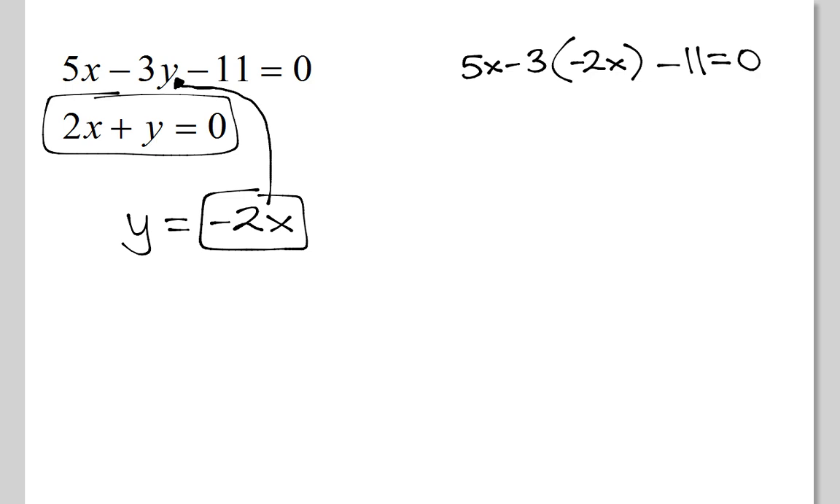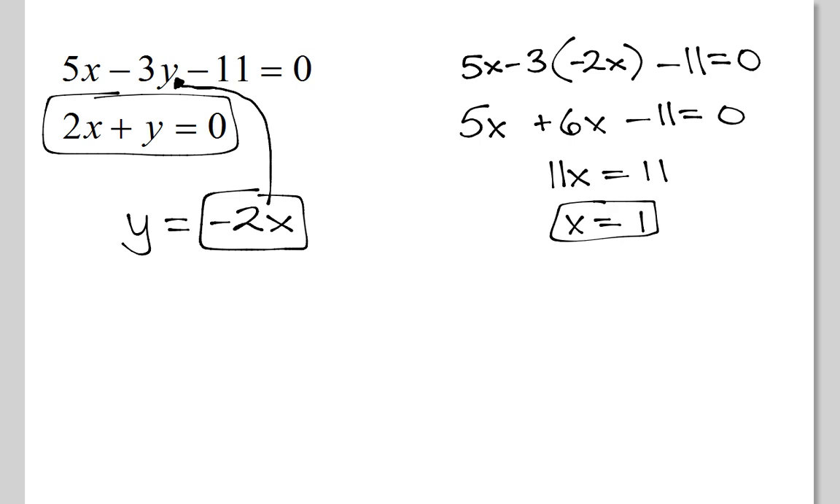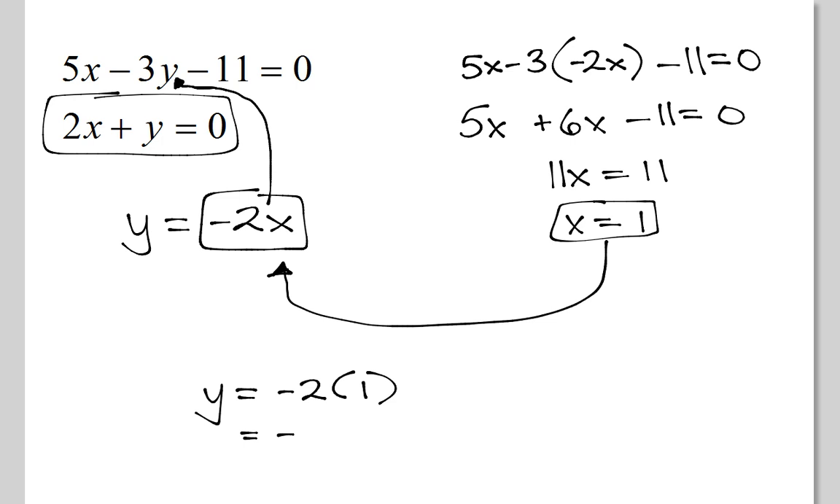Did you guys get that far? Did you remember to switch the signs? Minus 3 and a minus 2 makes a plus 6. Combine like terms. Send that 11 to the other side. X is 1. How many of you guys got X is 1? Oh yeah. Impressive. Now what's so nice about substitution method is once you solve for 1, all you have to do is plug it into the other equation that you have for the other variable. Negative 2 times 1, negative 2.